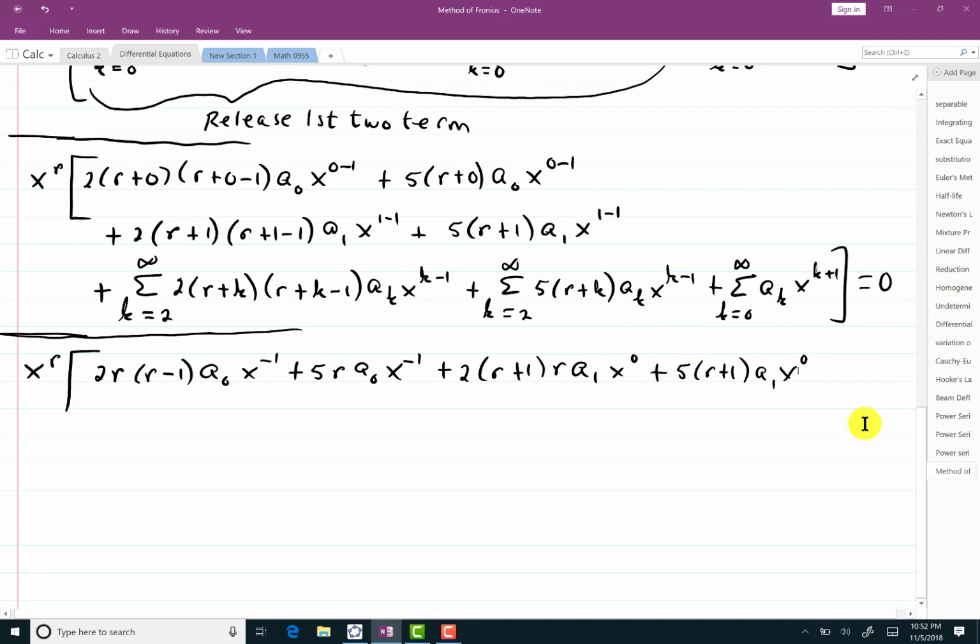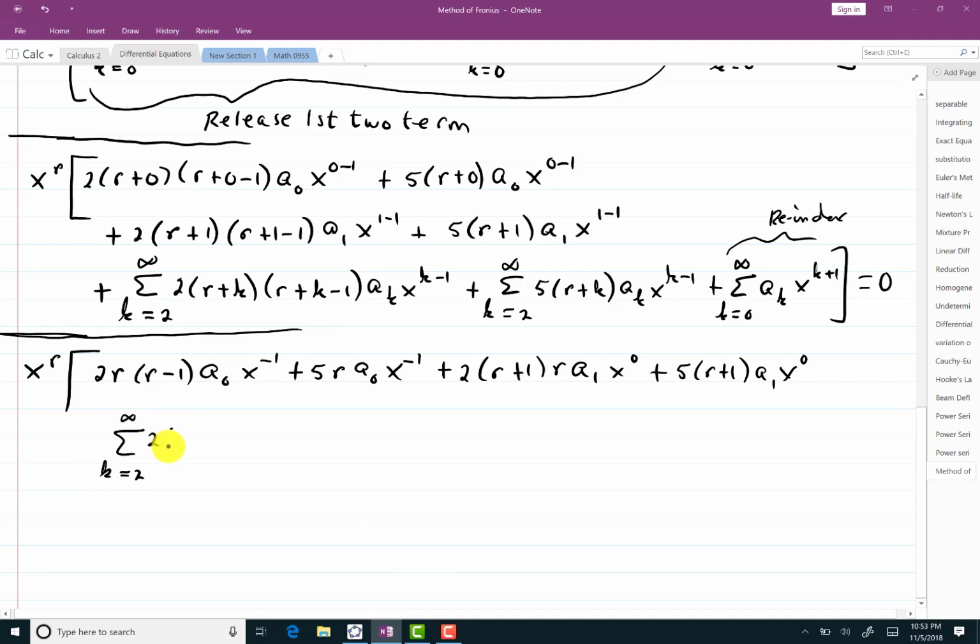Those x to the 0s really don't matter at all, plus these series. Now what I'm going to do here is re-index so that all these start at x to the 1 power, x to the 1, x to the 1. So I'm going to re-index this series right here so that it's compatible with these. That means I'm going to start this series at k equal 2. So these will all start at k equal 2 now.